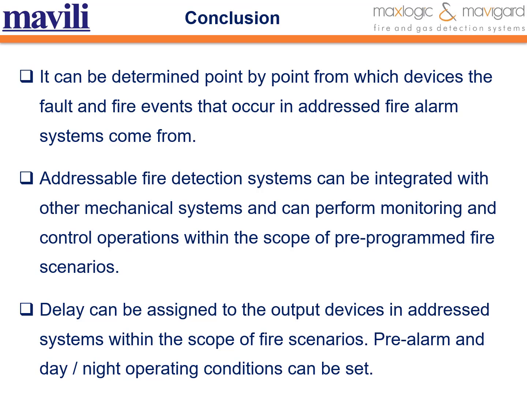For example, let's consider a university project with faculties in different districts. All faculties can be monitored with the software installed in the rectorate building. Fire and fault events occurring in addressable systems can be monitored point by point. In fact, if the software has IP camera integration, it can be observed by an authorized person whether there is a fire blaze in real time.